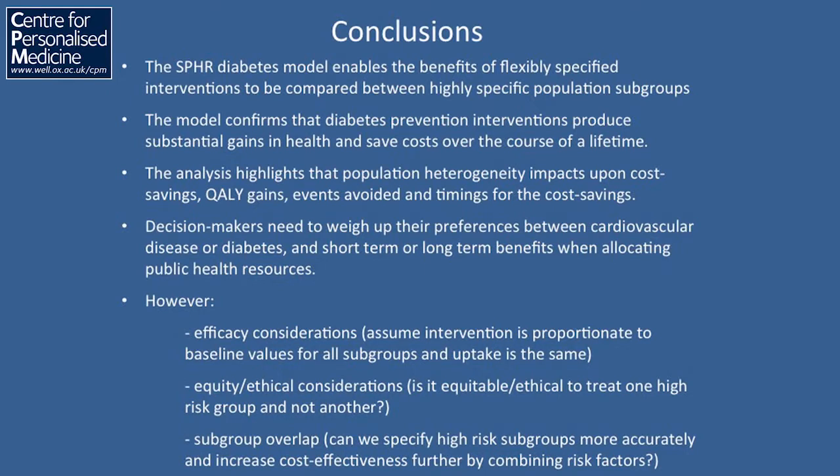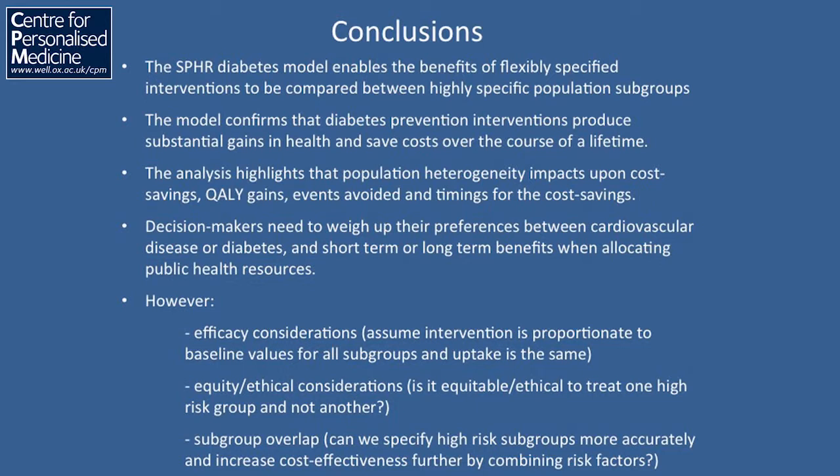So decision makers need to decide what they're actually interested in. Do they want to focus on diabetes or cardiovascular disease? Do they want the intervention that works best over a lifetime, or do they want to save costs in the short term when they're allocating public health resources?